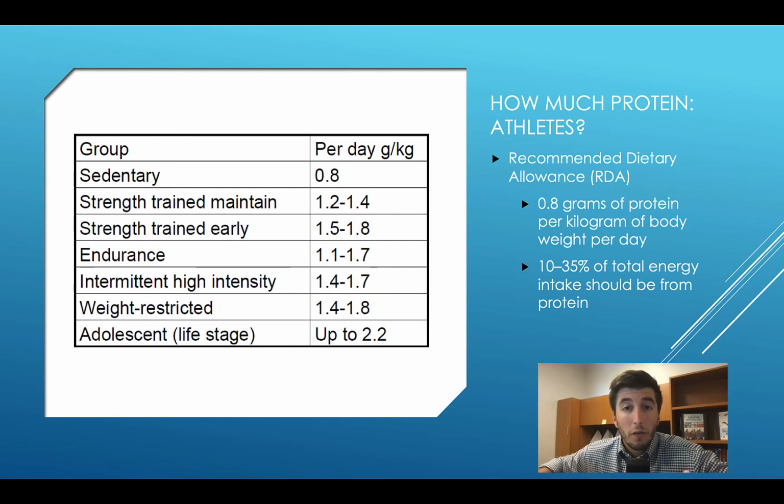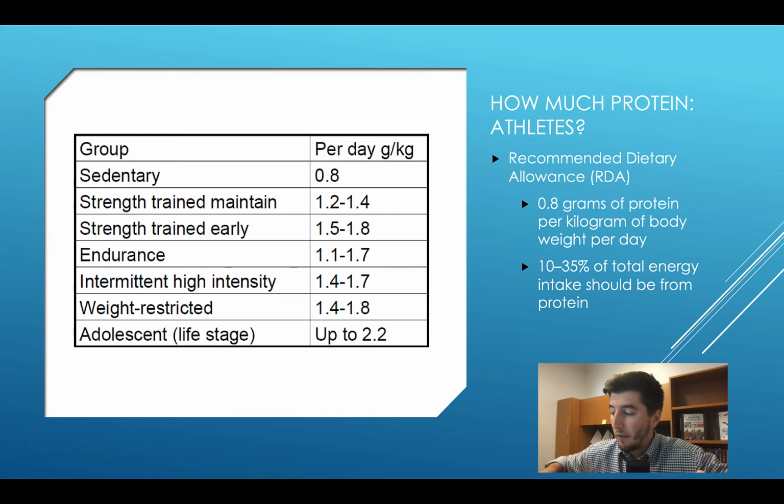Well, if you want to just maintain, if you want to be at a static level where protein synthesis is equal to breakdown, or anabolism and catabolism are kind of neutralized and you're kind of in a flat status, you're going to want to go for about 0.8 grams of protein per kilogram of body weight per day. So that's what's called an RDA, and that is the level that's required to make sure that 80% of the population is meeting adequate thresholds. So that tends to be about 10 to 35% of your total energy intake coming from protein.